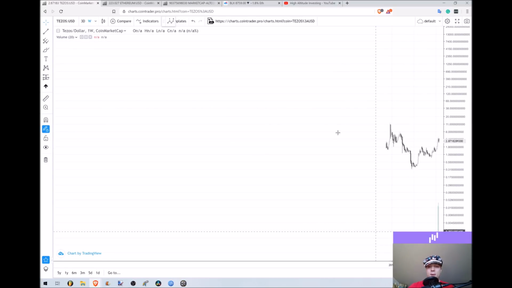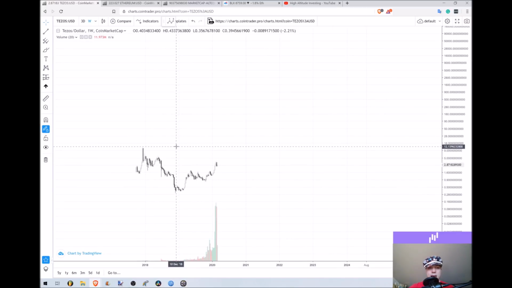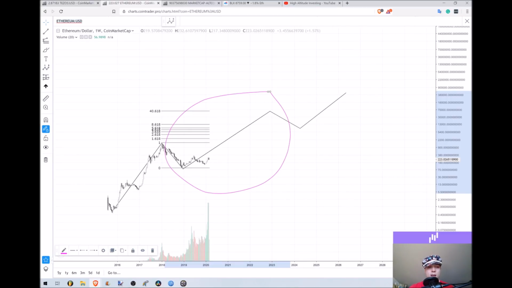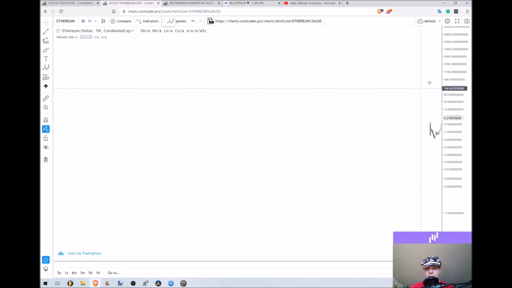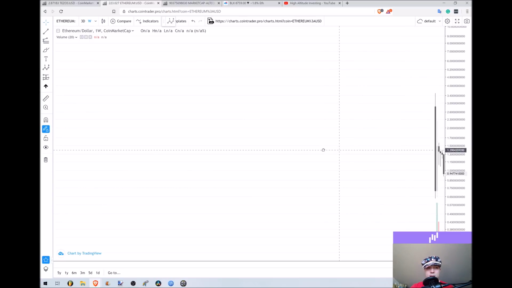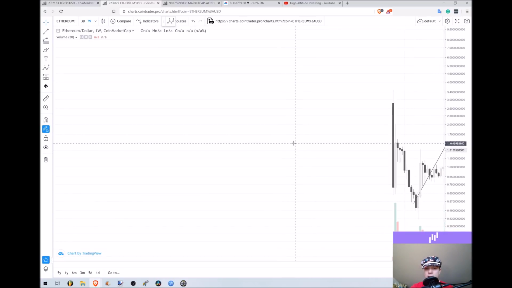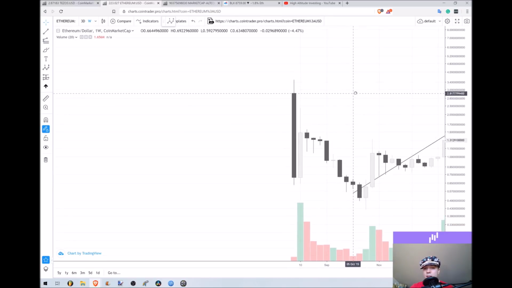I'm going to pull out here and zoom out. All right. So this is Tezos on the logarithmic chart. Now what I want to show you is Ethereum way back here when it first started getting traded. And I remember these days because I was around when Ethereum got added to Poloniex on the exchange.